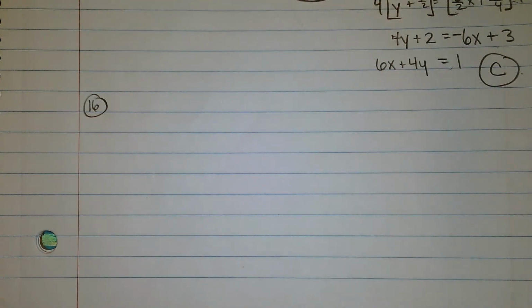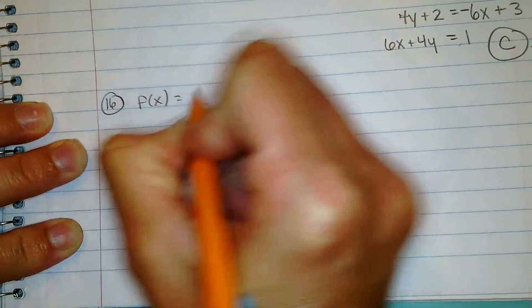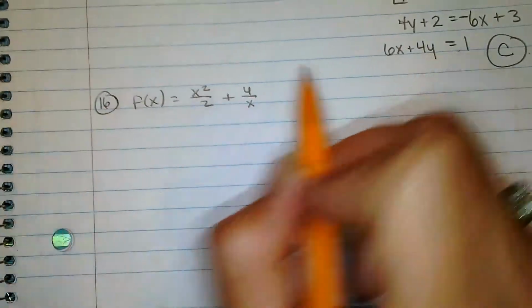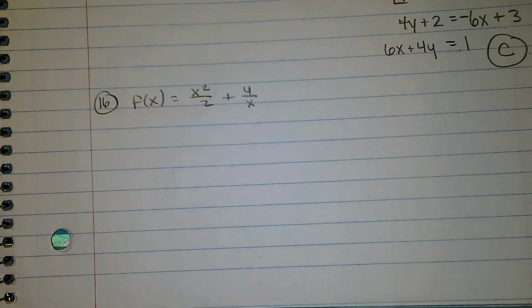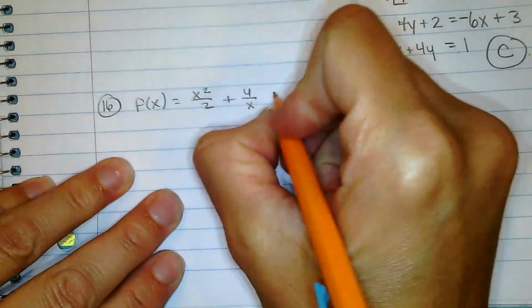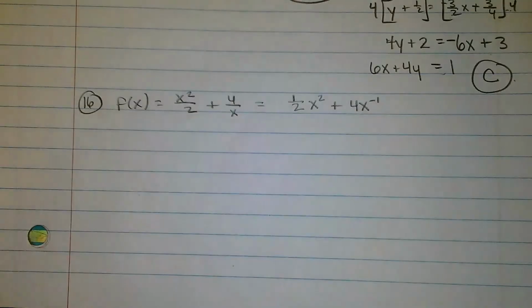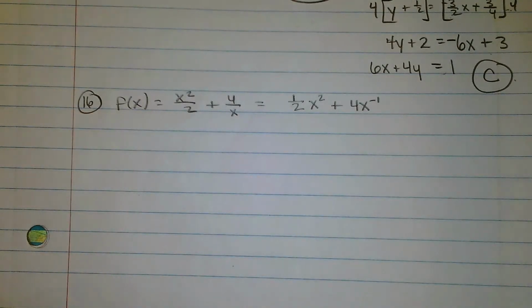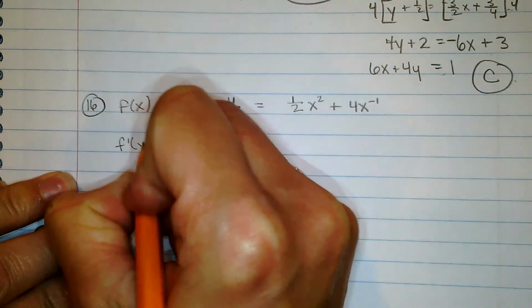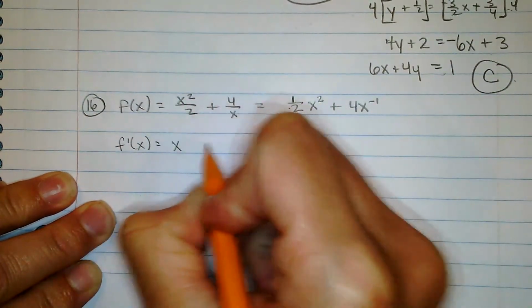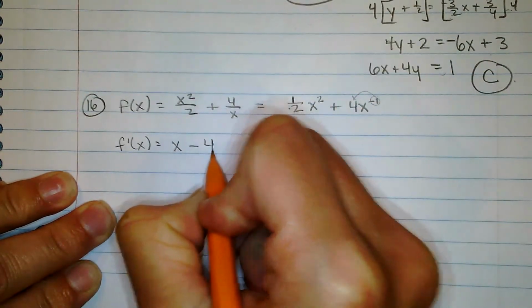16 says, for what values of x is the graph of that concave up? So concave up means we're looking at the second derivative. I'm going to rewrite this as 1/2 x squared plus 4x to the negative first so that I can just use a straight power rule. But we need to know where the second derivative is positive for concave up. So first derivative, bring my 2 out, that's a 1x to the first. And then bring this out, negative 4x to the negative second.